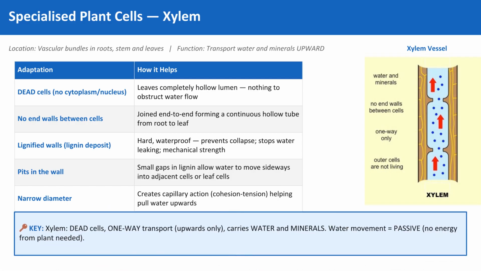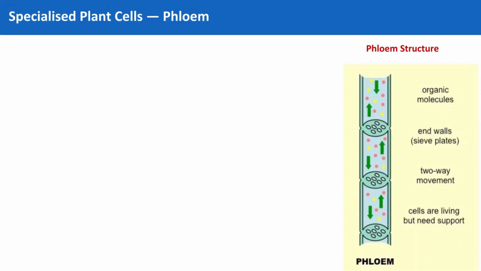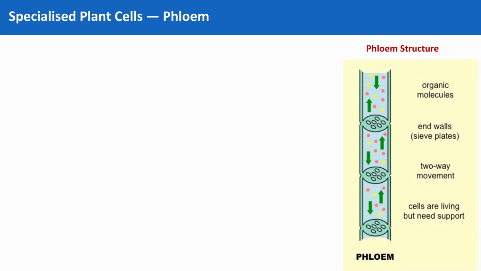One of the important points here is that xylem consists of dead cells that transport in one direction only, and that is upward, carrying water and minerals. And the water movement is passive, so no energy from the plant is required.